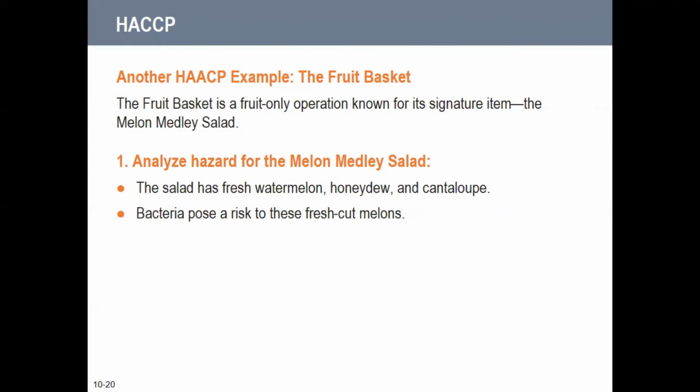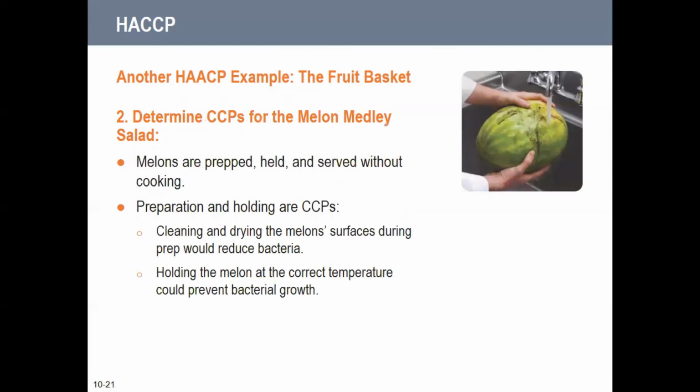Okay? Now that we've analyzed the hazard, now we set up critical control points, CCPs. So we know that the melons are prepped, held, and served without cooking, right? I don't think we're going to cook the melons, especially if it's a fruit basket type thing. So what we're going to look at is how we are prepping and how we are holding these items. Those are our 2 big critical control points because we don't have to worry about cooking. That's not an area that we're working with because we're not cooking them.